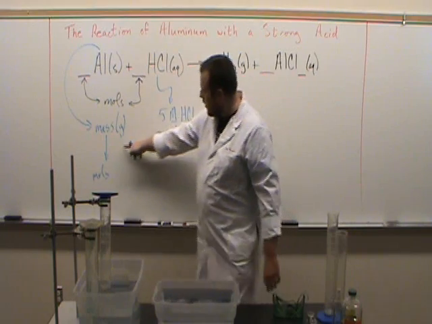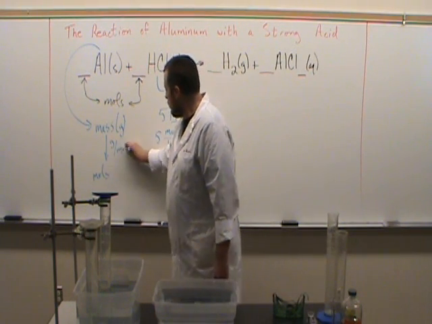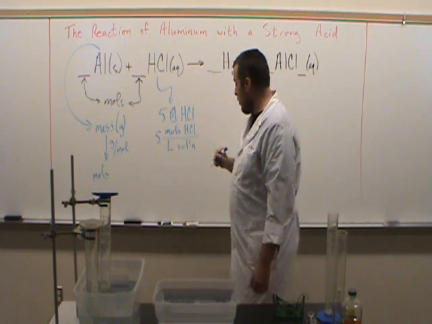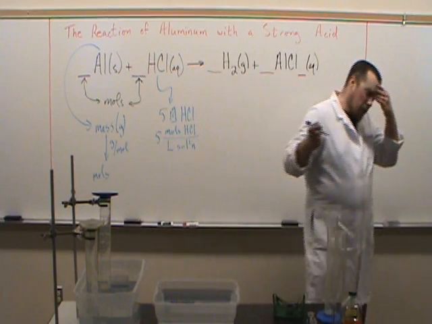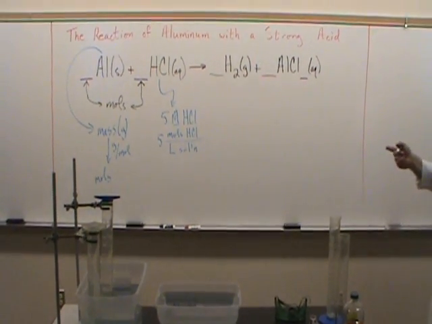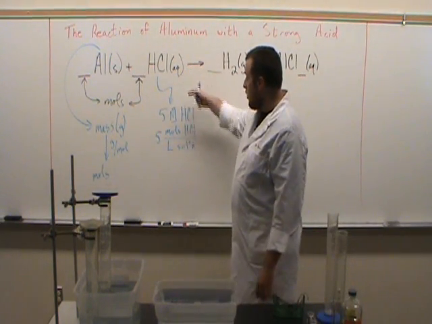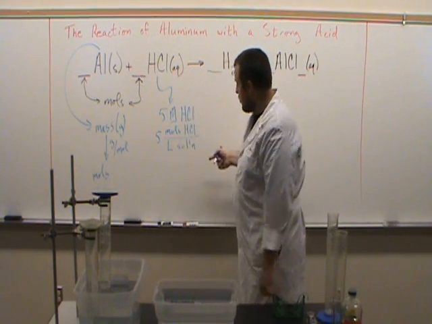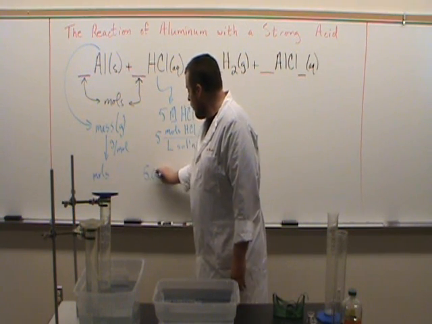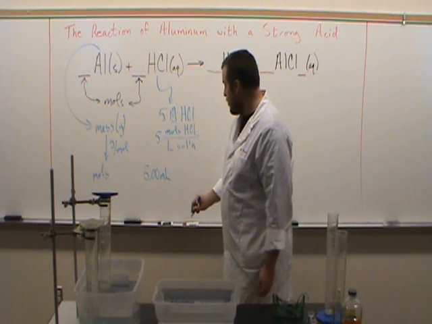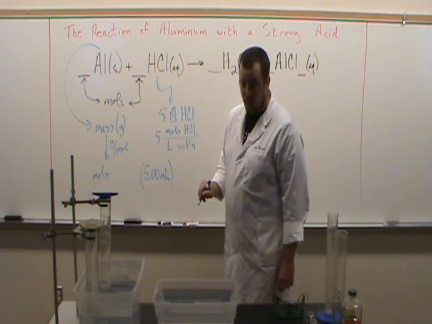Well, what did we need over here? We needed grams per mole off the periodic table. What about in this case? Well, now we're not going to use grams per mole because we're not determining the mass of the HCl that we're using, we're going to use a known volume. So if I take 5 milliliters of HCl, that's my solution.